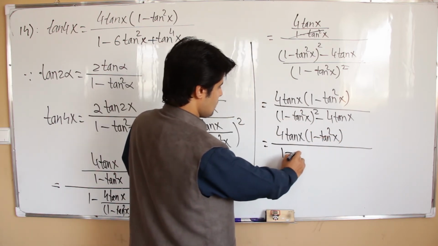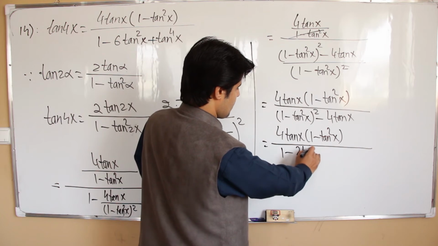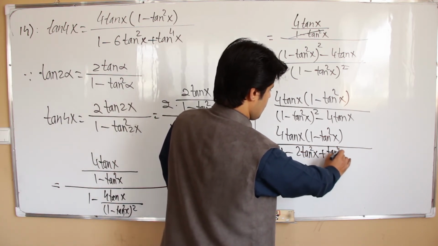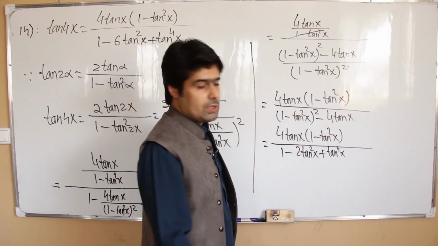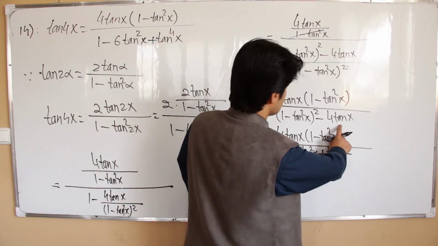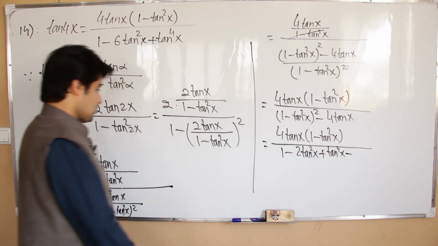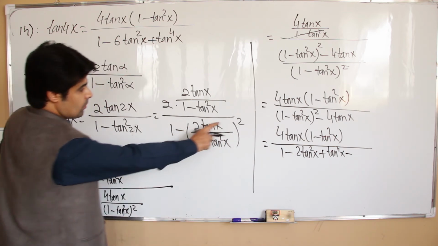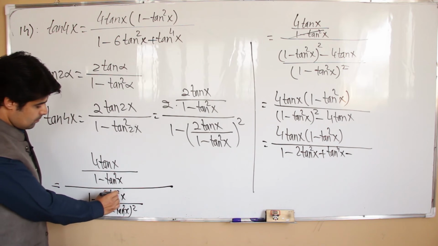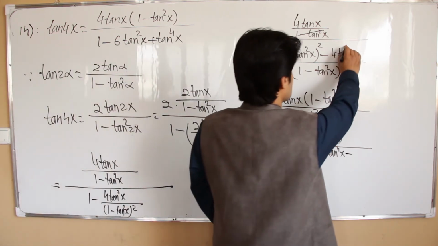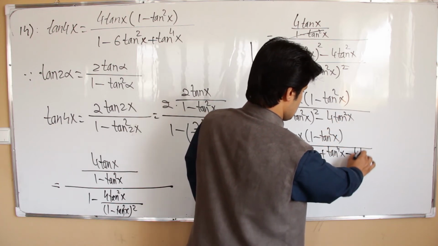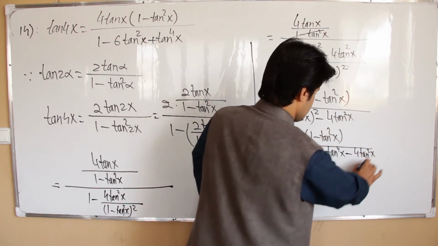1 squared is 1 minus 2 tangent to the power 2x plus tangent to the power 4x, according to a minus b squared. Minus this one is what? 4 tangent or 4 tangent square? Oh, it is 4 tangent square. 2 squared is 4 tangent square. I'm sorry. 4 tangent square of the x.